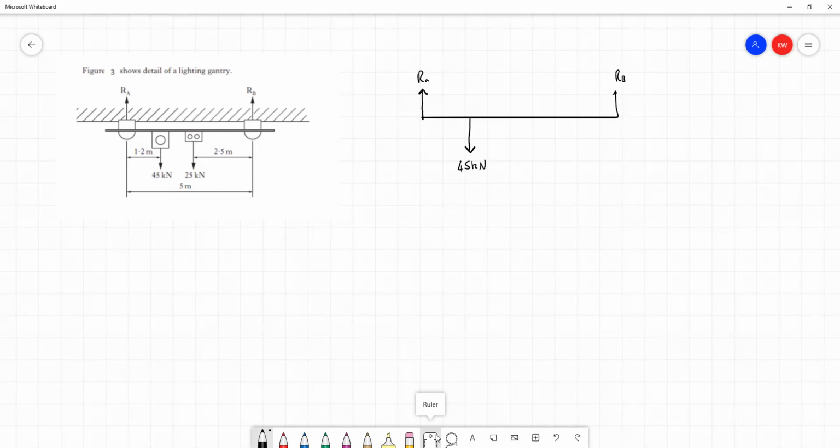We've got a 45 kilonewton force here, and this is exactly halfway along here, we have a 25 kilonewton force here. And I'm marking all of the distances we're given in the question as well. So we're told that this 45 kilonewton force is 1.2 meters on the left-hand side. The 25 kilonewton force is 2.5 meters from the right-hand side. And the length of the entire gantry that we're considering, and this will help us in the question, is 5 meters. So that's the free body diagram.